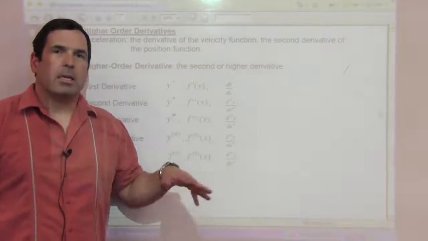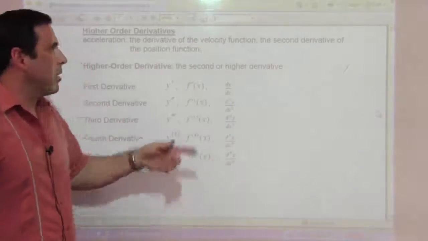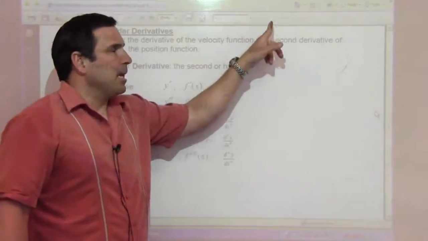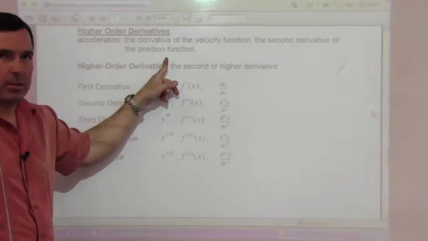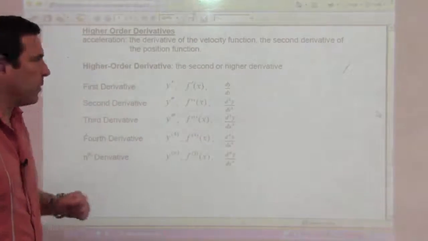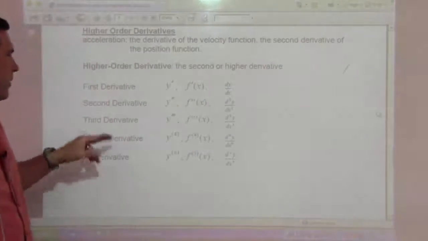Is it constant? Is it zero change? Is it going up by a regular amount? What's going on? That's acceleration. Acceleration is the derivative of the velocity function. It's the second derivative of the position function. So take the first derivative and take it again. That's the second derivative. So higher order derivatives, the second or higher derivative.